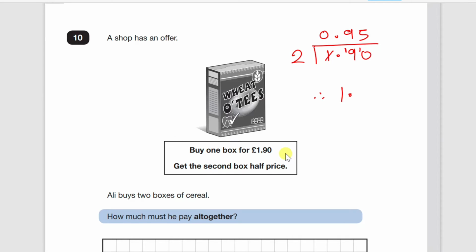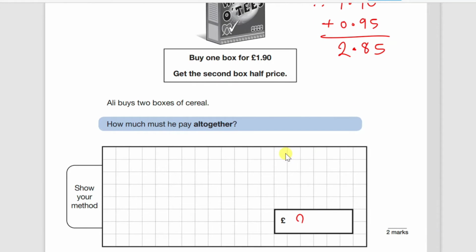That means the total price would be £1.90 plus your 95 pence. Adding this up, 0 plus 5 is 5. 9 plus 9 is 18, so 8 carried a 1. And 1 plus 1 plus nothing is 2. So altogether he paid £2.85. Nice, not too bad.